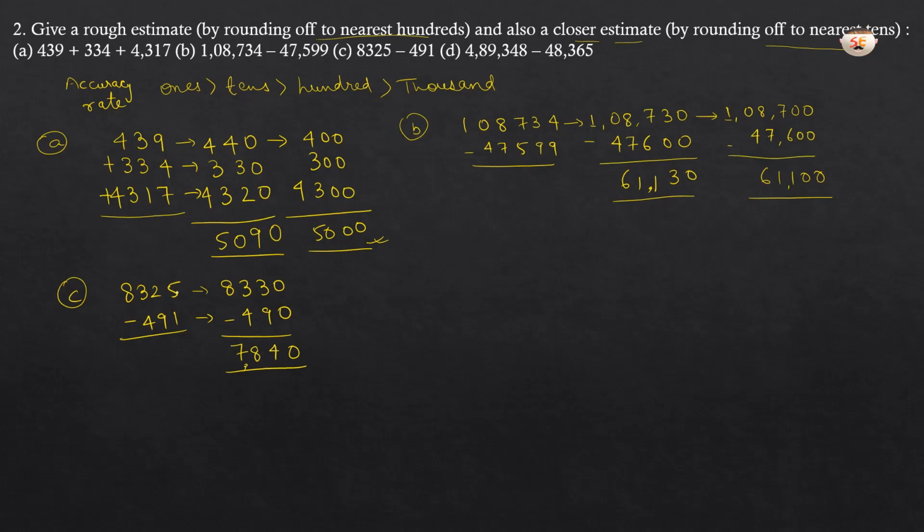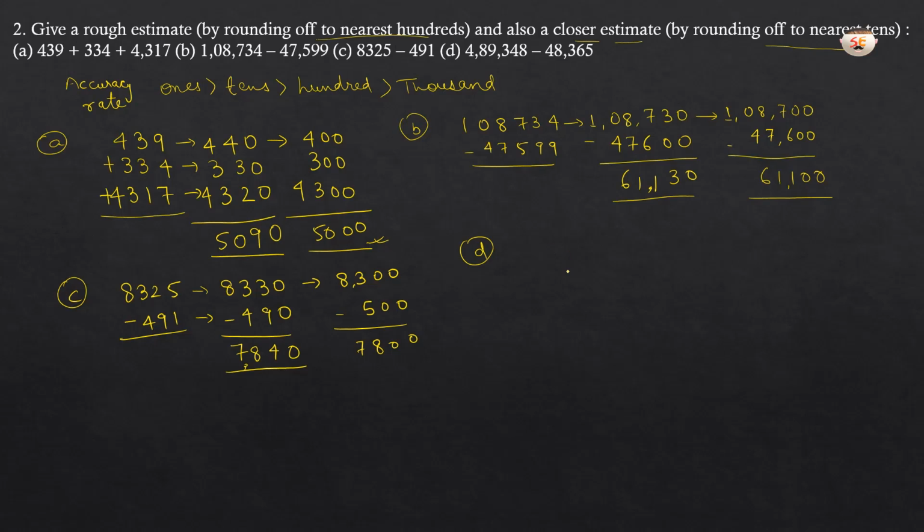Now we will round off these two numbers correct up to the nearest 100, and we will get 8,300 and 500. After subtracting these two numbers, we will get 7,800. Okay.